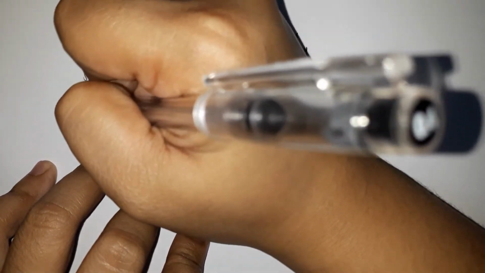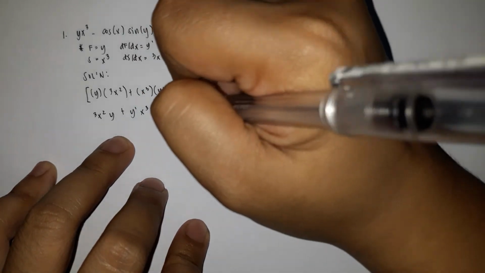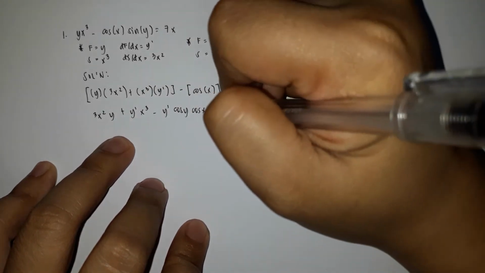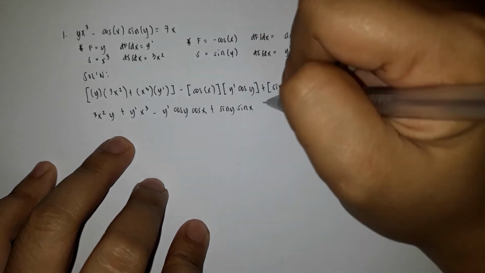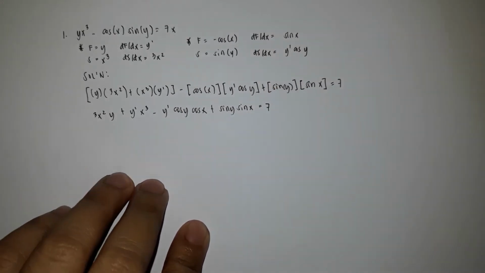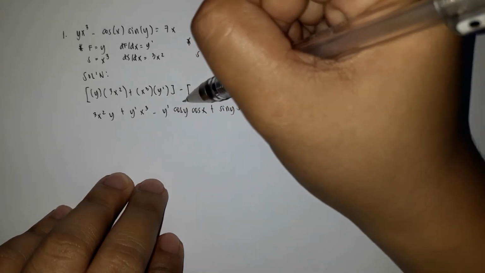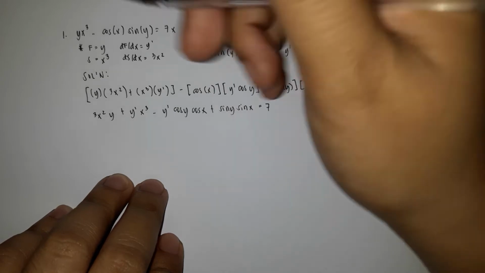So let's combine everything, and this will result to 3x squared y, that's y prime x cubed, minus y prime cosine y cosine x, plus sine y sine x, equal to 7. In order to get y prime, we must put everything that contains y prime into one side and transpose the other to the other side.